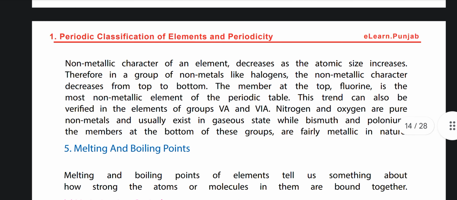Non-metallic character of an element decreases as the atomic size increases. Therefore, in a group of non-metals like halogens, the non-metallic character decreases from top to bottom. The member at the top, fluorine, is the most non-metallic element of the periodic table. This trend can also be verified in elements of group 5A and 6A. Nitrogen and oxygen are pure nonmetals and usually exist in gaseous state, while bismuth and polonium, the members at the bottom of these groups, are fairly metallic in nature.